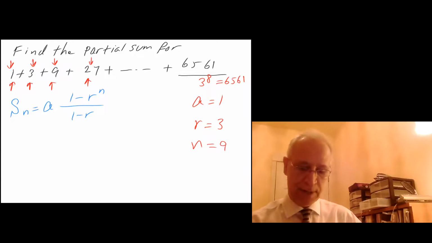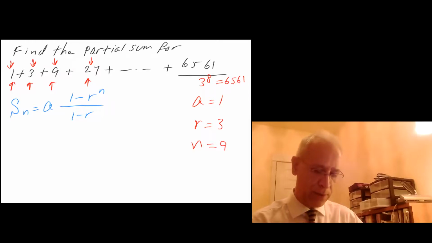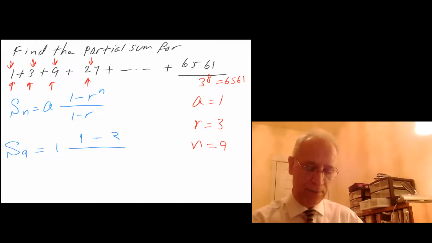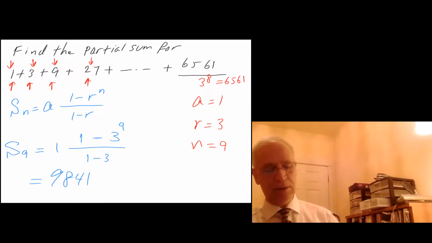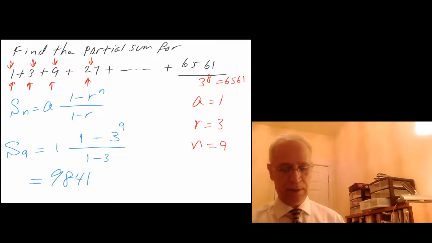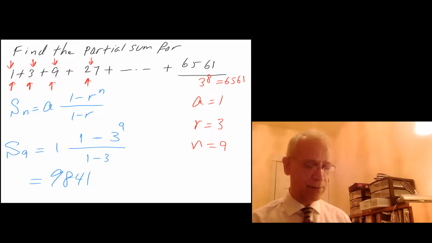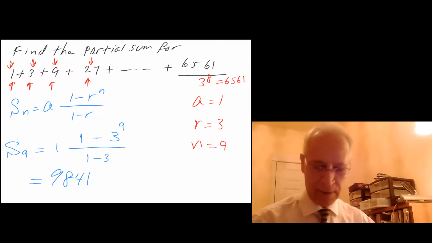And I'm now ready to plug in numbers. So S sub 9 equals 1 times 1 minus the common ratio of 3 to the power of 9 over 1 minus 3. Put that in your calculator, and you get 9,841. So if you add all those together, you get 9,841. Let's do another one. Go to the next page.